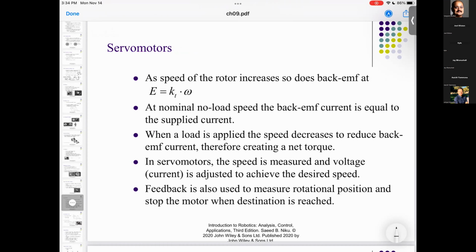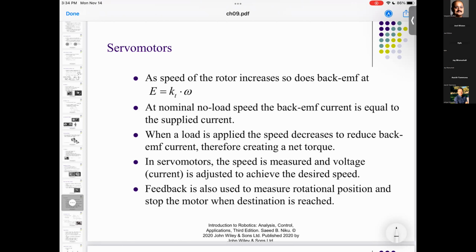Servo motors, again, these are DC motors, wherein you have some type of a feedback element in the back. When there is no load, at the no load speed, the back EMF is equal to the supplied voltage. When the load is applied, the speed decreases and you have the voltage differential. This voltage can be measured and used to control the speed. And again, the feedback is also used. And this is the relationship that talks about the torque versus speed.